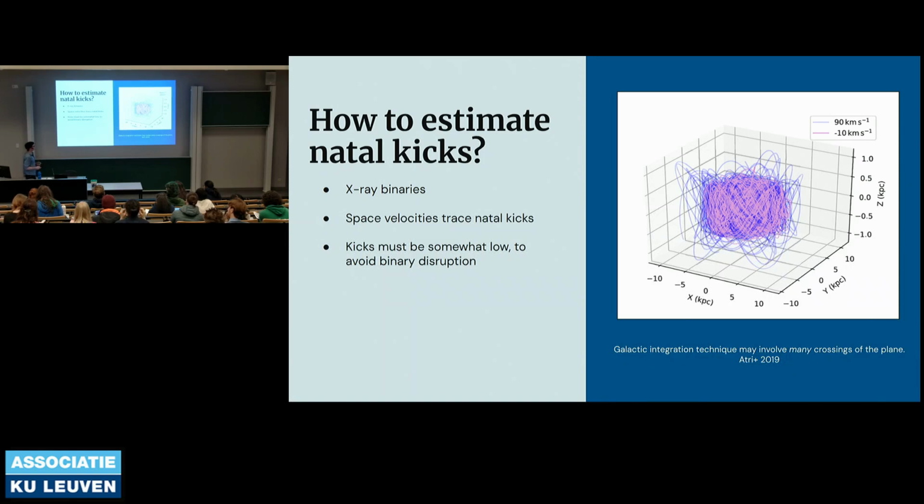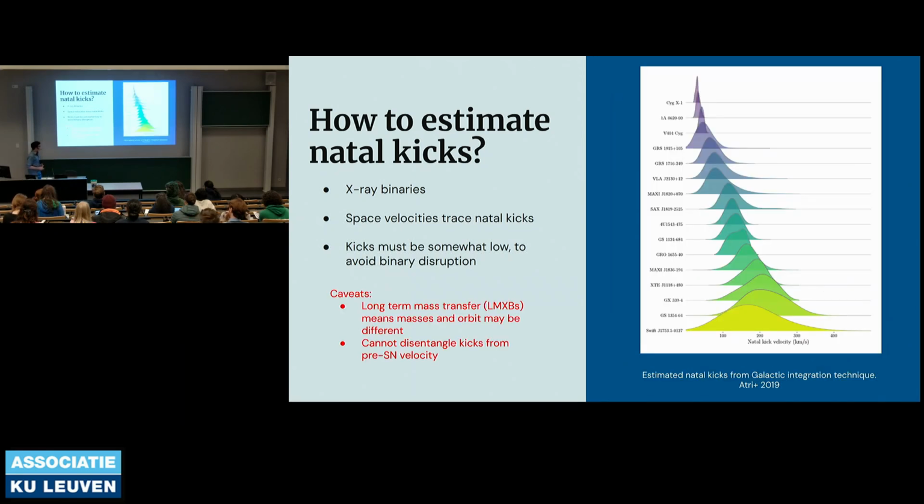This is quite uncertain, and we still have the argument that because the black hole is in a binary, the kick must have been somewhat low to avoid binary disruption. And you can get something like this. So this is for many different X-ray binaries in the galaxy. These are the sorts of constraints you get on the kicks that they get.